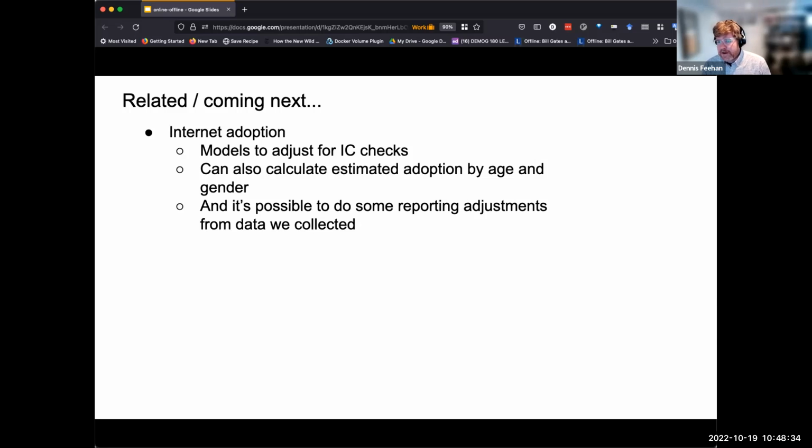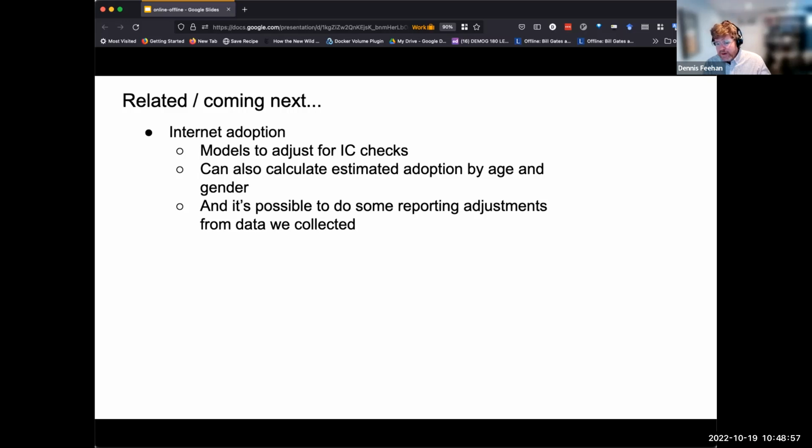So for this project that I talked about today, I didn't do any modeling here, and that's obviously a direction you could go in. It'd be really interesting to do. You can also explore estimating internet adoption using more detailed characteristics. I just showed you the top line estimates of internet adoption, but you could also use our data to produce age and gender specific rates of adoption estimates.